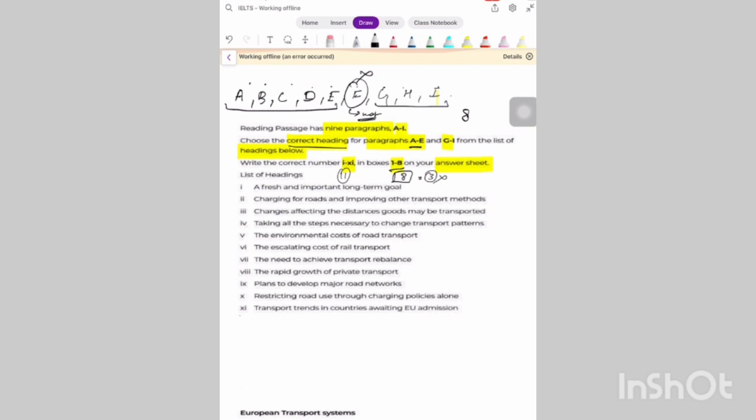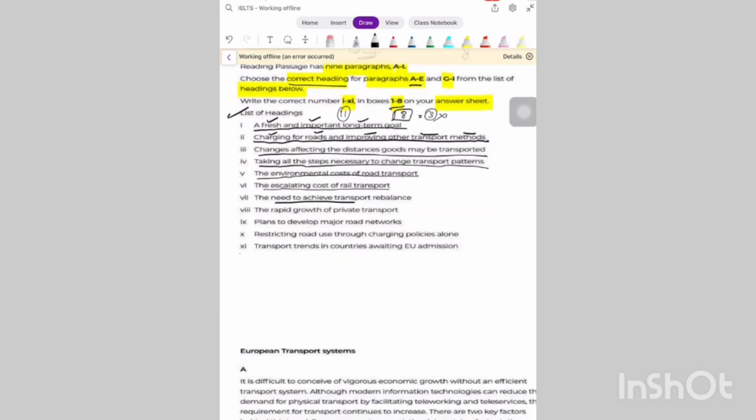Now look at the options first. We'll read the options. Option number 1 in the list of headings is a fresh and important long-term goal. Charging for roads and improving other transport methods. Changes affecting the distance goods may be transported. Taking all steps necessary to change transport patterns. The environmental cost of road transport. The escalating cost of rail transport. The need to achieve transport rebalance.